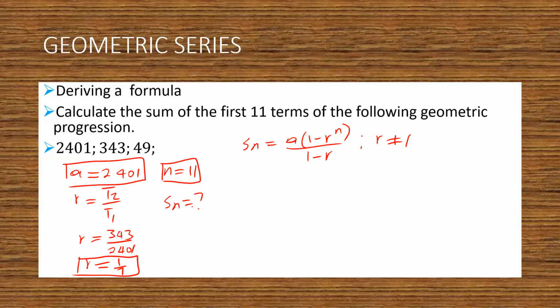You got it? Yes. So for me to calculate S11 here, it will simply be equal to, where there's A, I will substitute 2401, and where there's r I will substitute 1 over 7, and where there is n I will substitute 11. Divide this by 1 minus 1 over 7. How much do we get as the sum of the first 11 terms?